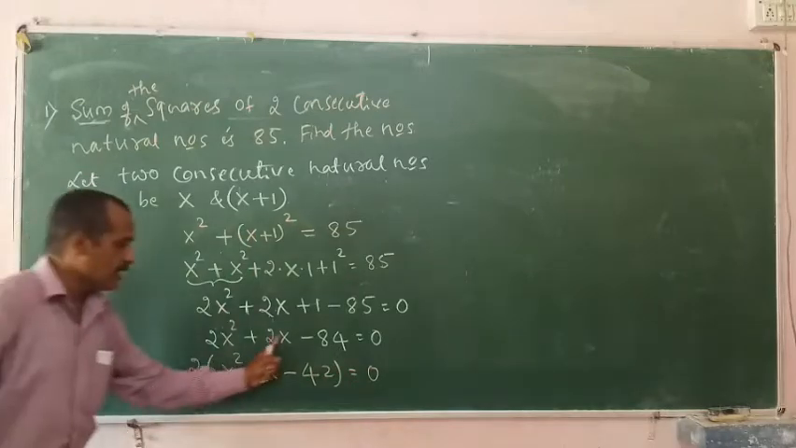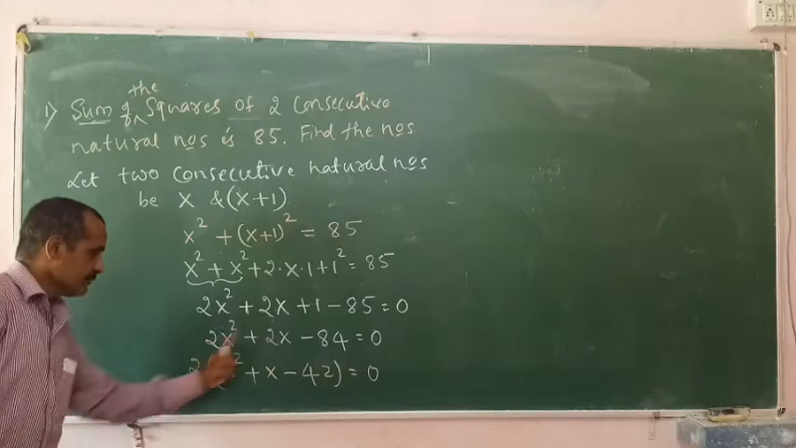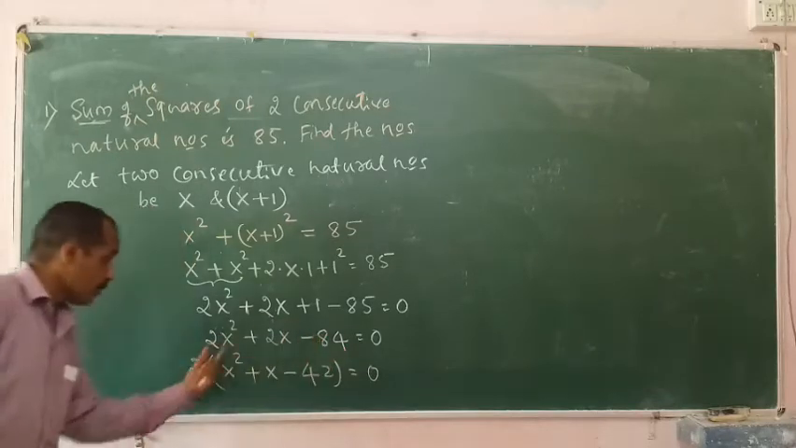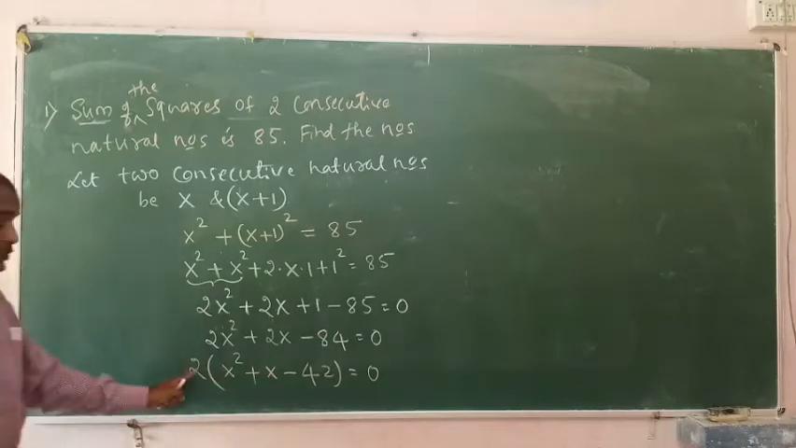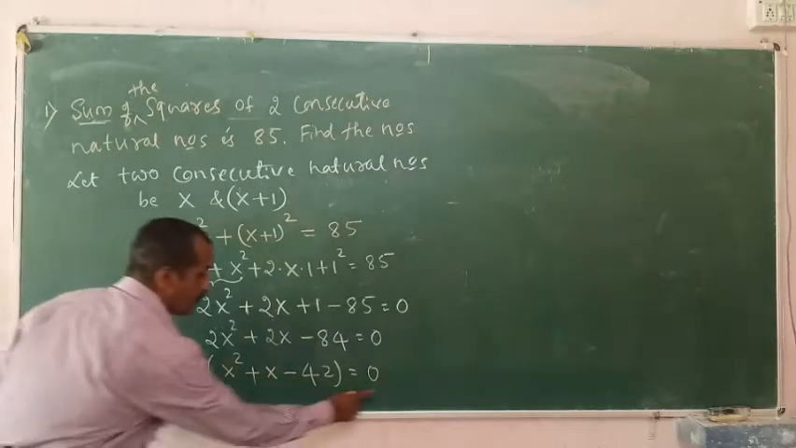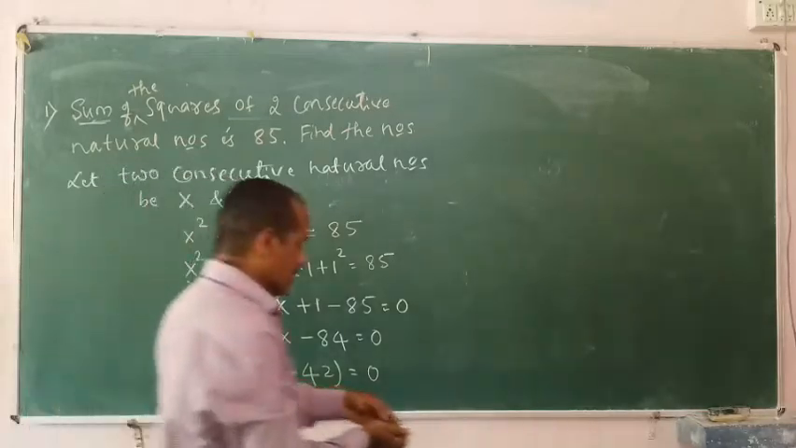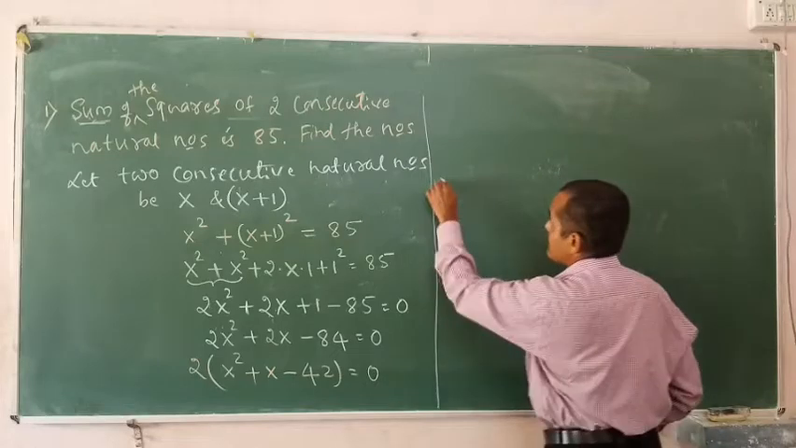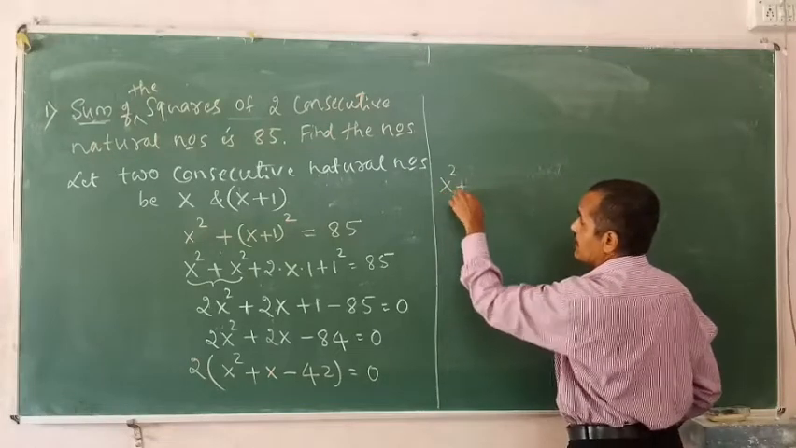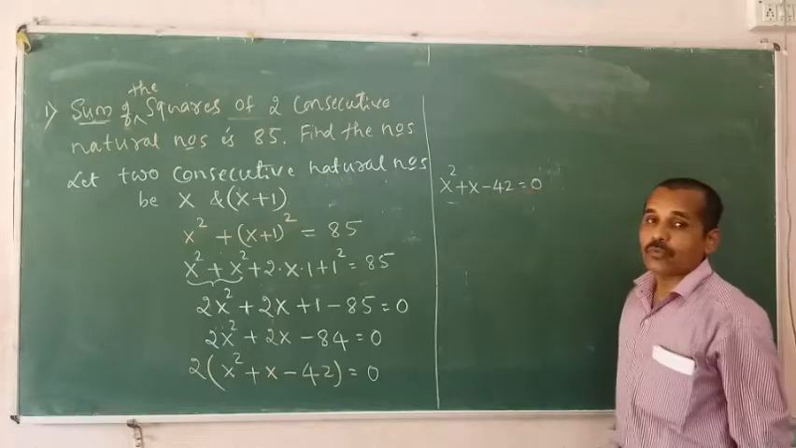See, I have taken 2 as a common factor. 2x square, only x square. 2 common, x. 84, 2 common: 2 42s are 84. Where will this 2 go? You know it. This will come to the denominator of the RHS, 0 by 2. It is 0 only. What is left out? I can write x square plus x minus 42 is equal to 0.